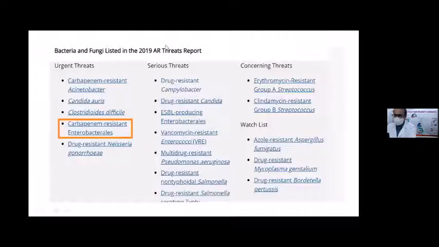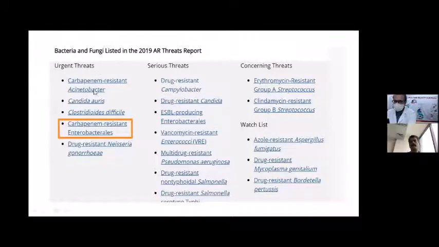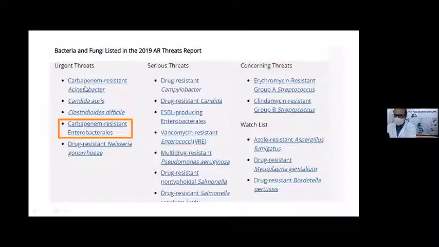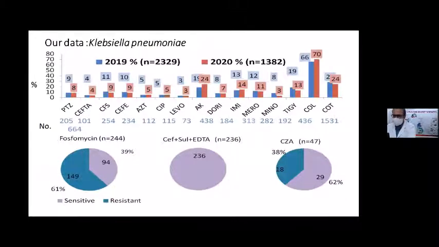They have made a threat report, and urgent threats include those organisms which require immediate attention. As we can see, these include Acinetobacter baumannii, which is carbapenem resistant, and also carbapenem-resistant Enterobacteriaceae, which include E. coli and Klebsiella predominantly. So the majority of the pathogens are now at the state where carbapenem, the last line of management, is failing, and we are also encountering a lot of resistance to these last-line resorts as well. Now our data is no different.